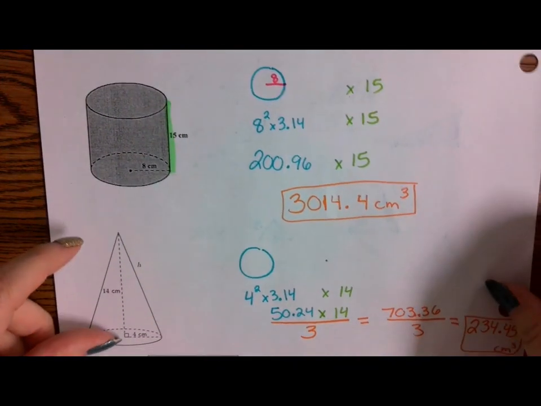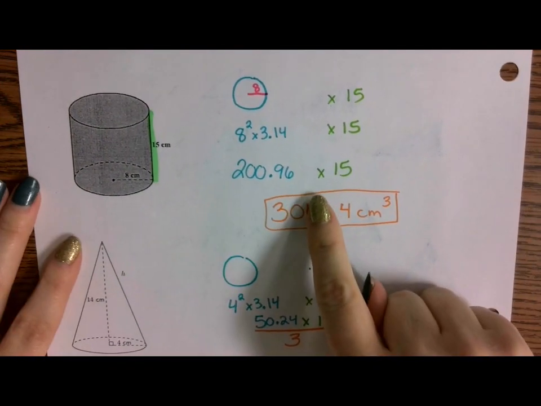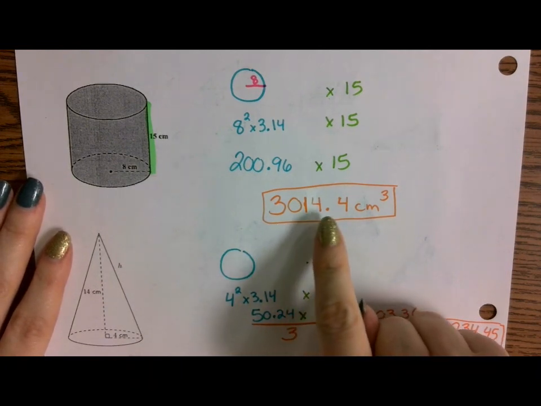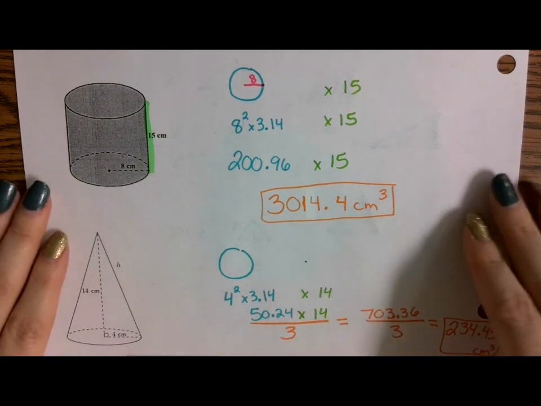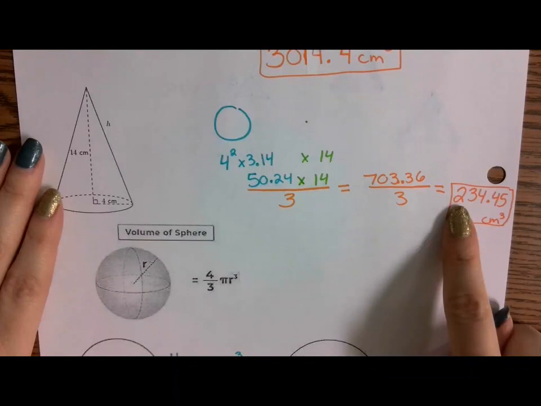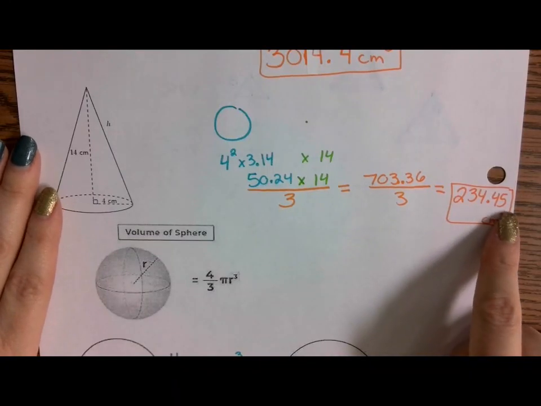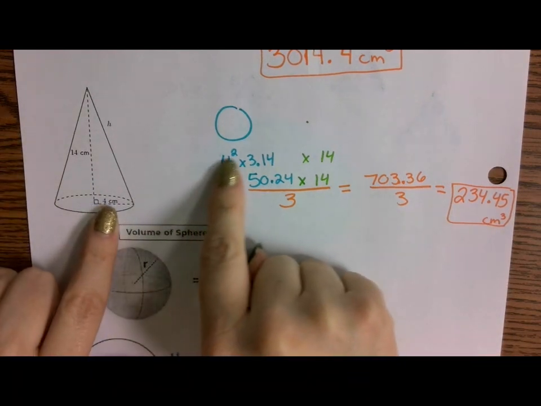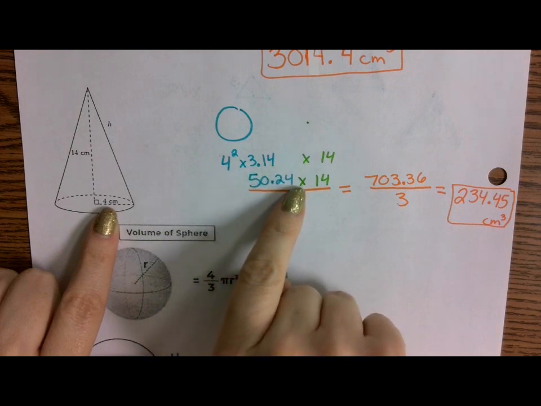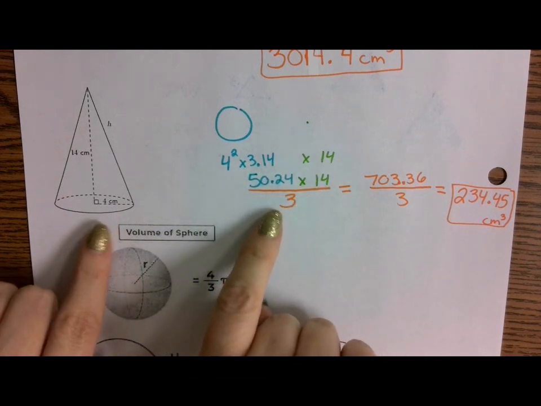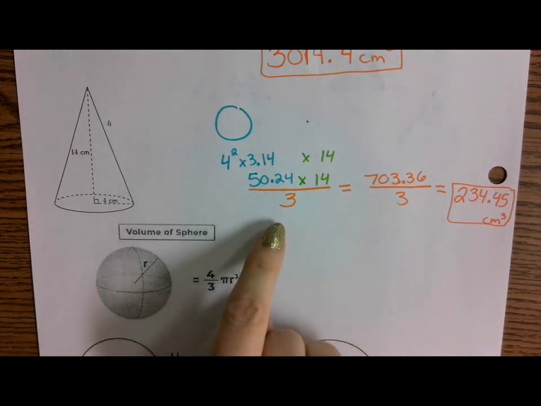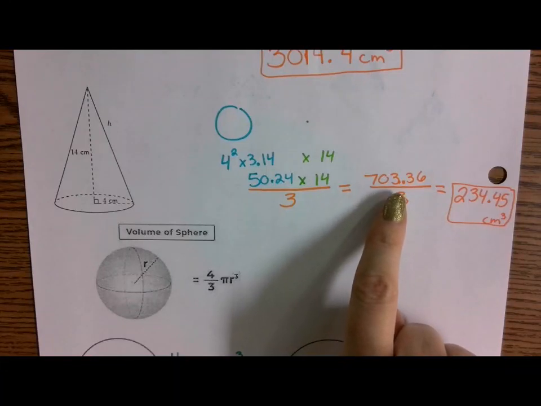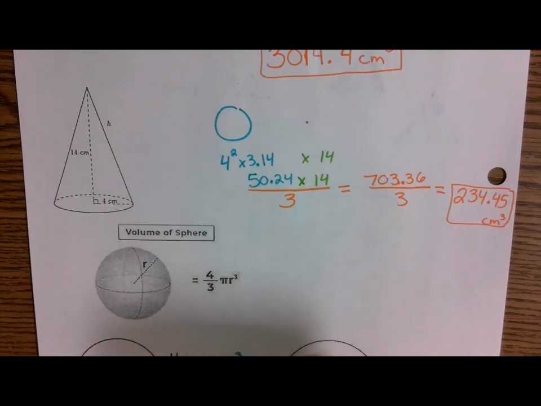Here are my answers, so you can check. For the cylinder, you should have gotten 3,014.4 centimeters cubed. For the cone, 234.45 centimeters cubed, because again, you would find the radius, do r squared times pi, and then multiply by the height, but then you have to take 1/3 of it. So you can either multiply it by 1/3 or divide it by 3. If it was a cylinder, it would have been 703.36, but then you have to take 1/3 of that for the cone. So you have to remember those measurements.